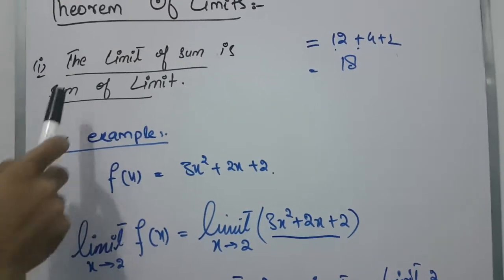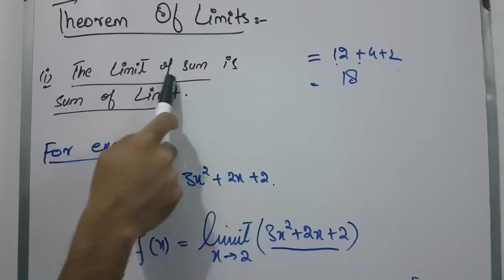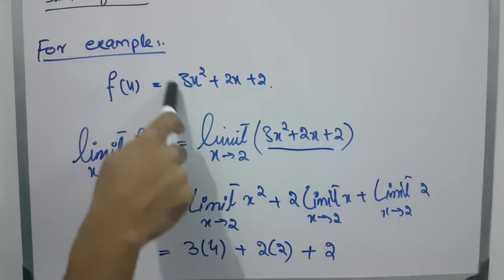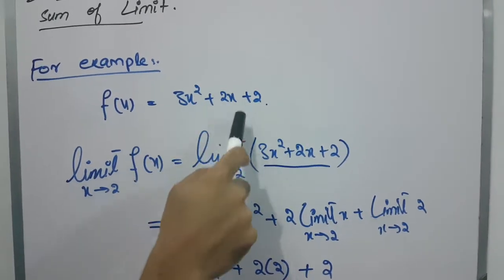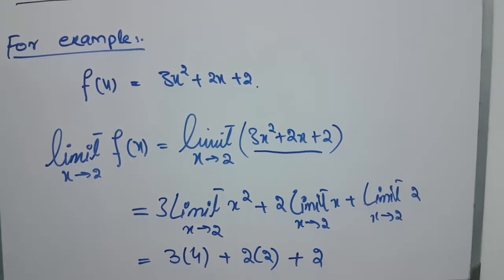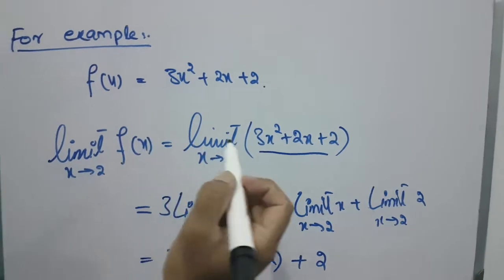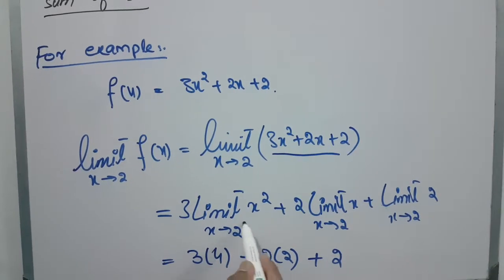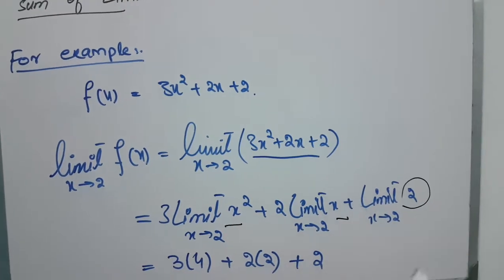Now I just proved my theorem number 1, the limit of sum is the sum of limit, like this: if you are given an equation 3x square plus 2x plus 2, then you have to apply limit on each and every term like this, that I just apply limit individually on x square, x, and on a constant number.